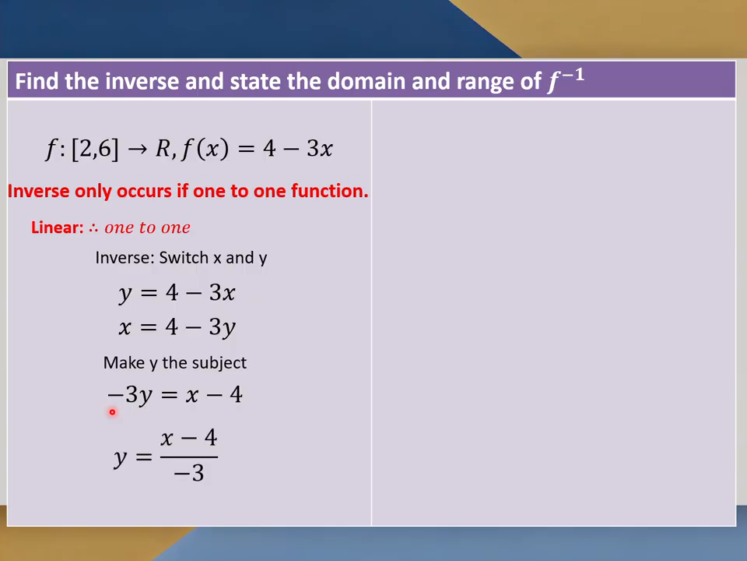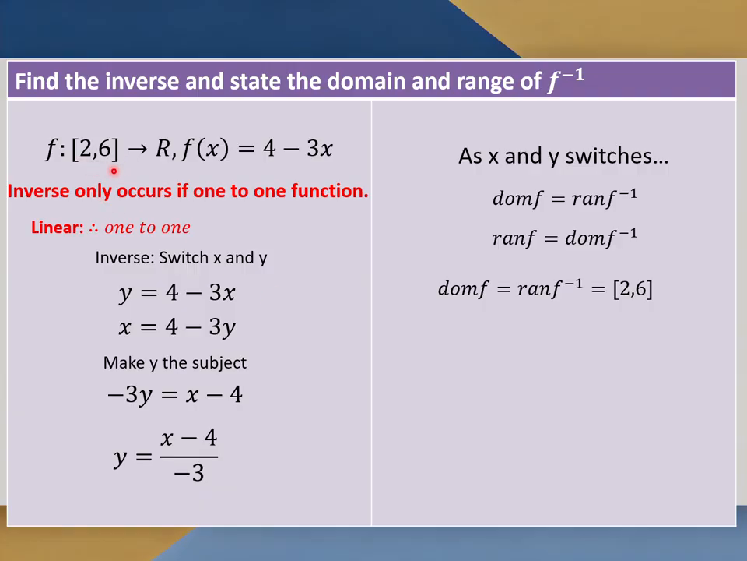Now, as x and y switch, the domain of our function turns into the range of our inverse. And likewise, the range of our function turns into the domain of our inverse. So straight away, we've already been given the domain of our function, where x is equal to or greater than 2, but equal to or less than 6. So that just turns into the range of our inverse.